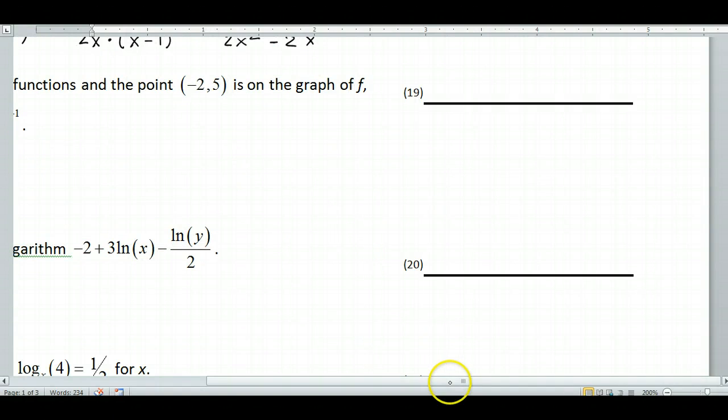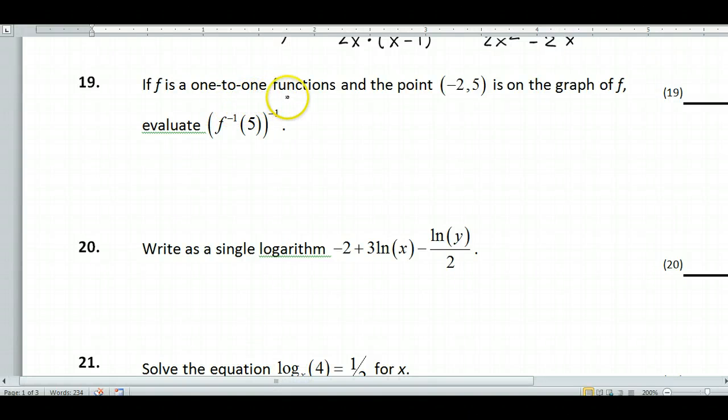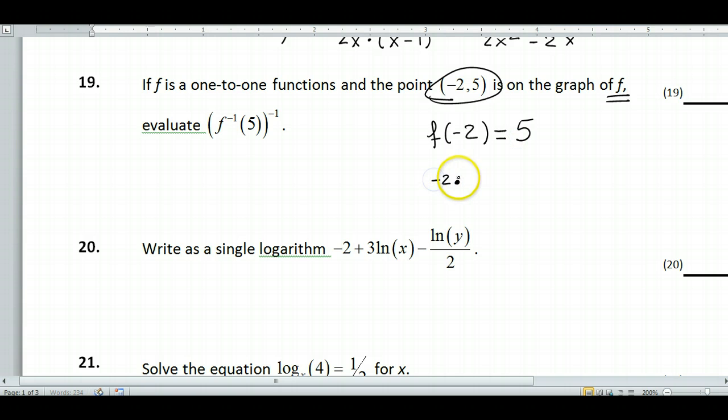Next one. So what do I want here? f is a one-to-one function and the point (-2, 5) is on the graph of f. Evaluate. Alright, let's understand that. What does it mean that (-2, 5) is on the graph of f? It means that f carries -2 to 5, right? That's what f does. So representing it like that or like that, it's the same thing.